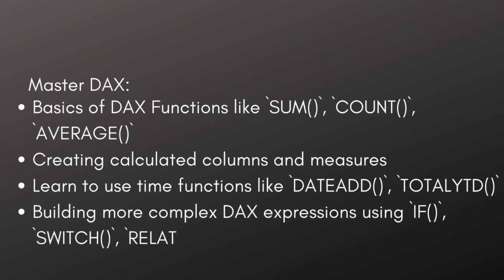Then you will learn to create calculated columns and measures. Calculated columns are additional columns to the number of columns you already have in your table, while measures are calculations used to perform data analysis. For instance, total sales equals sum of sales is a measure that returns one single value.